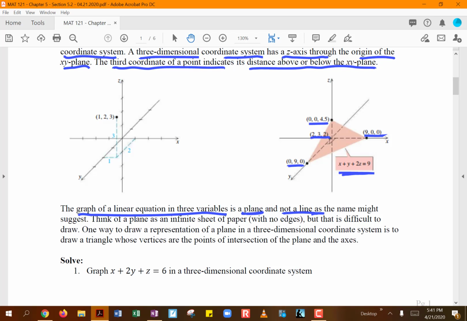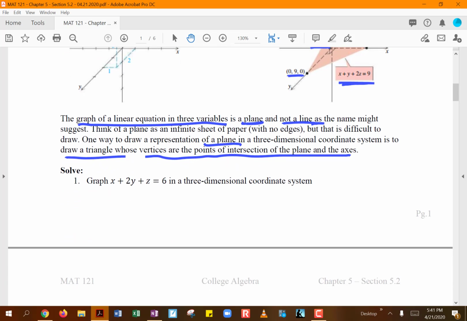So that's why when we are trying to draw a plane, we basically just draw a triangle whose vertices are going to be the points where the plane intersects the axes. So where that plane is going to be intersecting all 3 of these axes. So let's try and see if we can come up with a graph of our own.